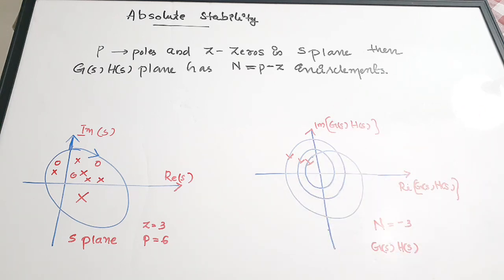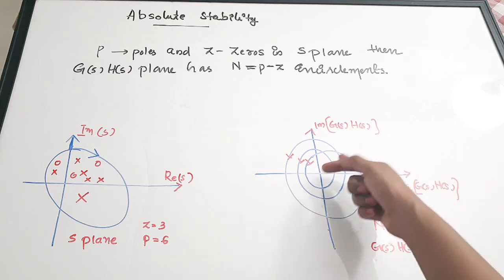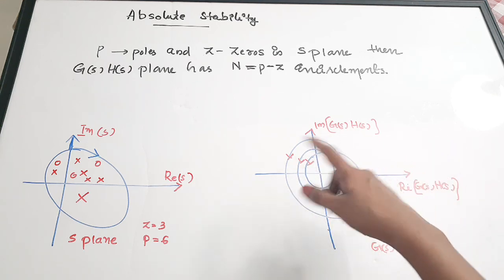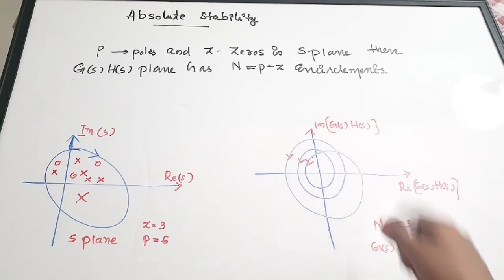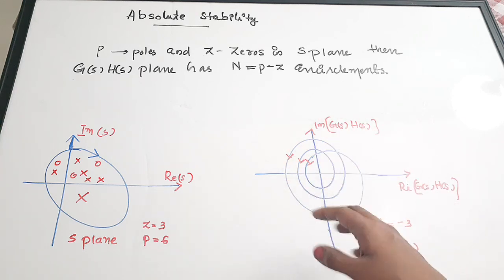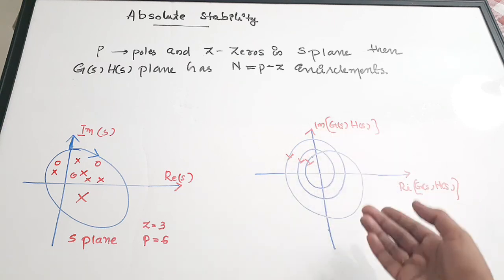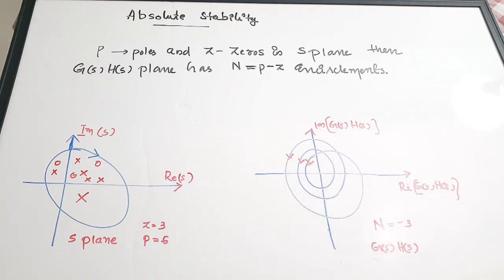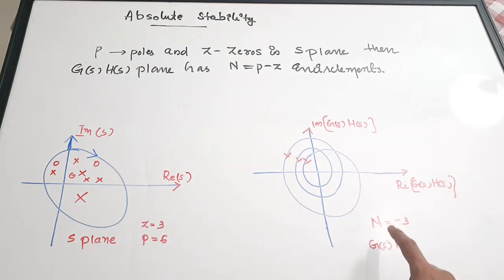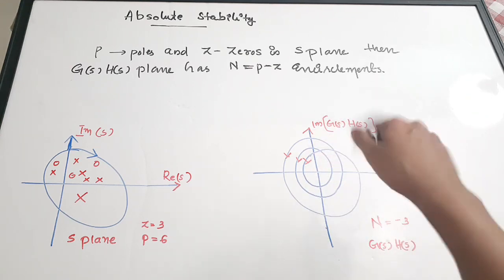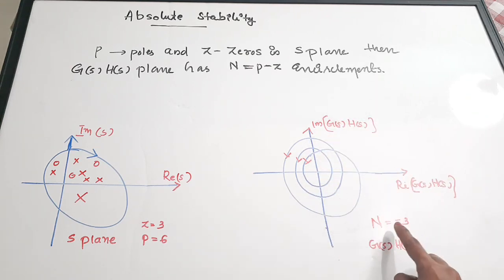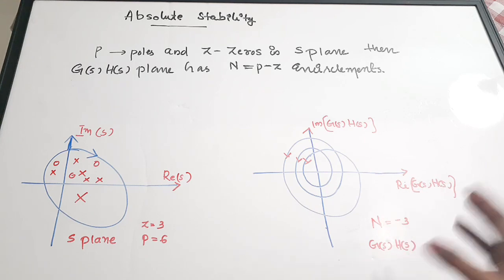If poles are more, there will be anticlockwise encirclements. If zeros are more, there will be clockwise encirclements, or the direction of encirclement will be clockwise. Okay, so we will discuss more about these while discussing the criteria. So next we are going to discuss the criteria. Also, why I am taking negative: since the direction is opposite, that is anticlockwise, there is a negative. Okay, so that is an indication of negative.